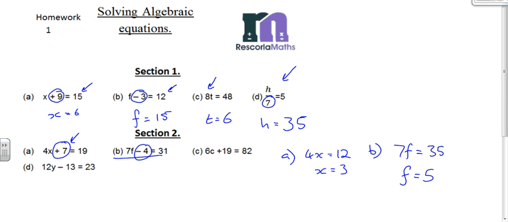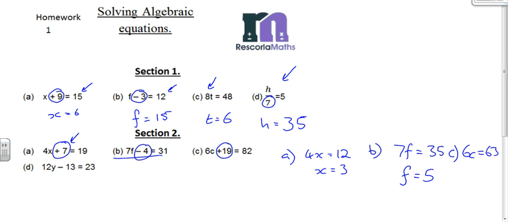Question C, again, take your time with these questions. So question C, we've got 6c plus 19 equals 82. So step 1, to get rid of the plus 19, we take away 19. So 82 take away 90. Oh, I've done something a little bit naughty here. If we take away 19 from 82, we actually get 63. So you're going to have 6c equals 63.